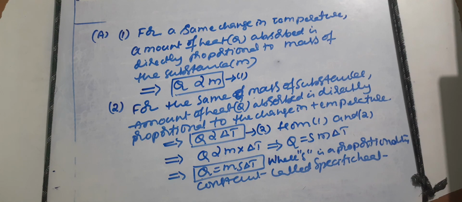So finally, for the loss or gain of heat energy, we have the formula Q equals M S delta T, where Q is the loss or gain of heat energy, M is the mass of the substance, S is the specific heat, and delta T is the change in temperature, which is given as higher temperature minus lower temperature. So that's all, students.